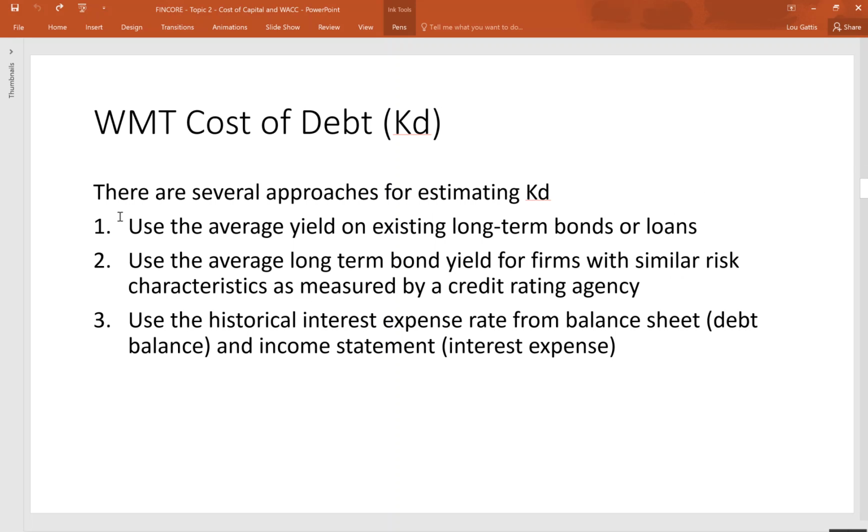One is actually looking at long-term bonds of the corporation and taking maybe the average of some long-term bonds. We'll also look at the average yield on bonds of firms with similar risk as measured by credit ratings. We could use that as a proxy for the cost of debt for a particular firm with that level of risk. And lastly, we'll go to the income statement and divide interest expense by total debt. That would be the historical rate from last year.